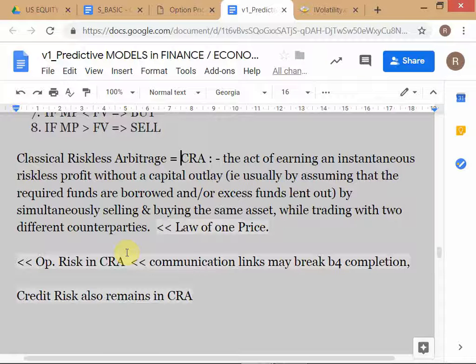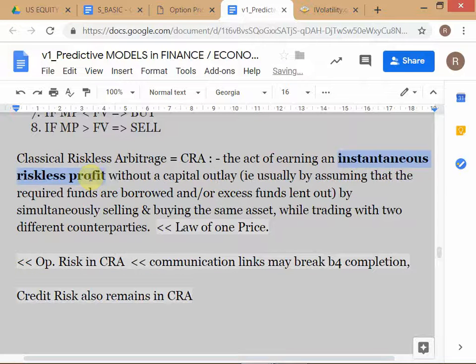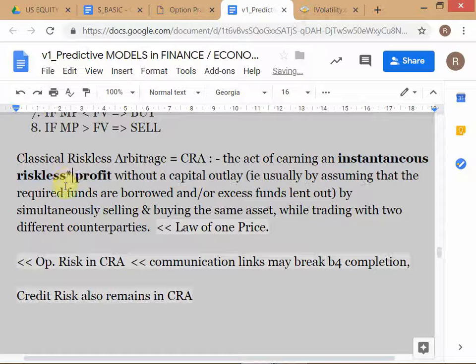Okay, all right, guys, let's have a look at this. Just read this. The new term here is law of one price. We'll come to how the law of one price comes about. Let's highlight some keywords: instantaneous, riskless profit. Here we are going to define risk, we are going to qualify riskless. By riskless, what do we mean?